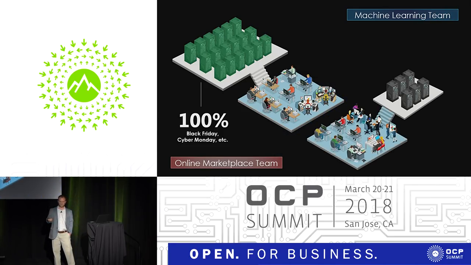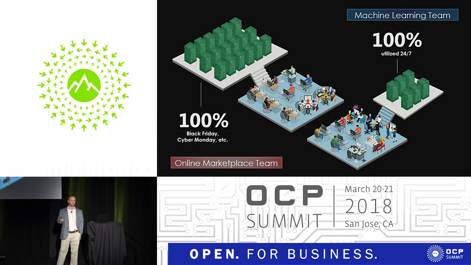The machine learning team, they're going to be 100% utilized 24/7 basically, because just the more they're running their algorithm, the better their suggestions get, the better their understanding of their customers, and they can apply those algorithms to improve their business.